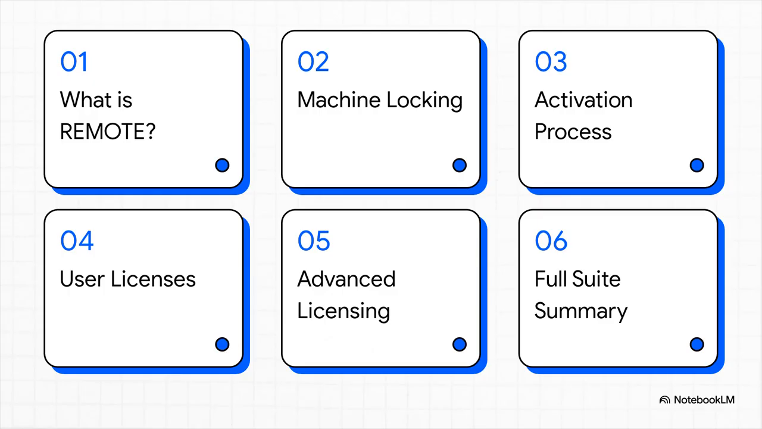Let's jump right in. All right, here's what we're covering. We'll start with what remote protection is, then get into the nitty-gritty of machine locking. After that, we'll walk through the user's activation journey, how you can manage licenses after the fact, touch on some advanced stuff like automation, and then wrap it all up with a look at the whole feature set.